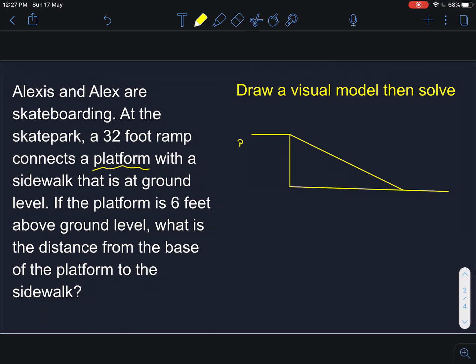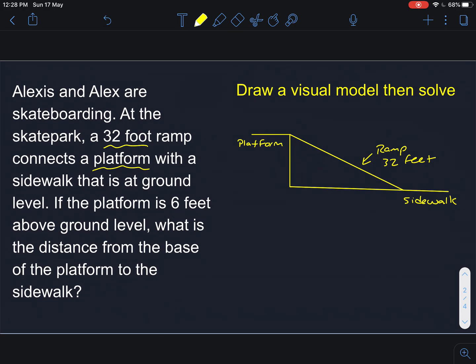So right up here, this is my platform, so I'm going to label that as such. Down here is my sidewalk, so let's go ahead and label that. And then there is my ramp, so I'm going to label this. And with the ramp, you're told the length of the ramp is 32 feet. So let's go ahead and just put 32 feet here.